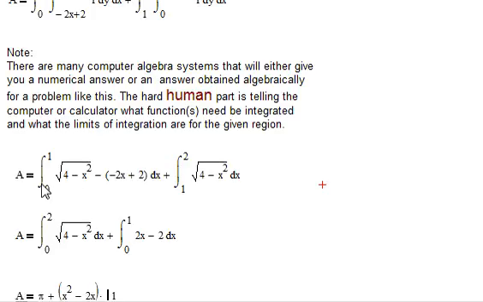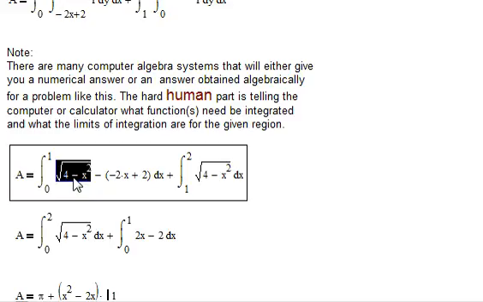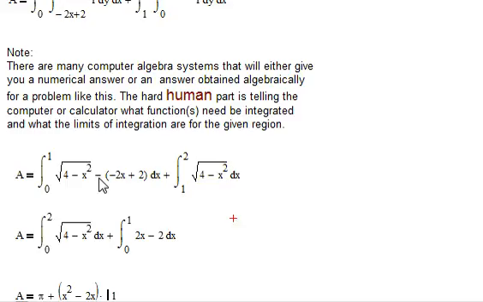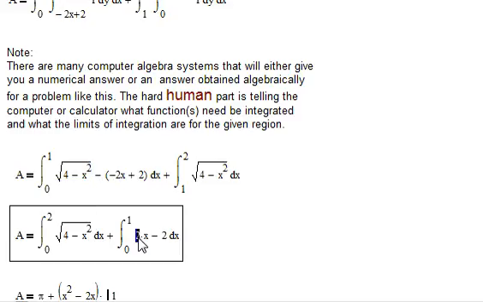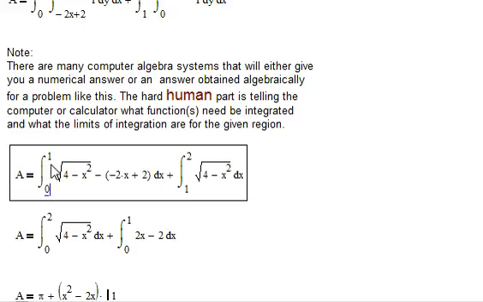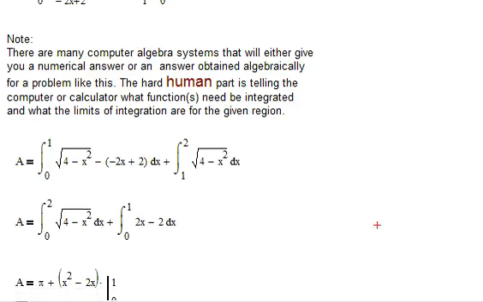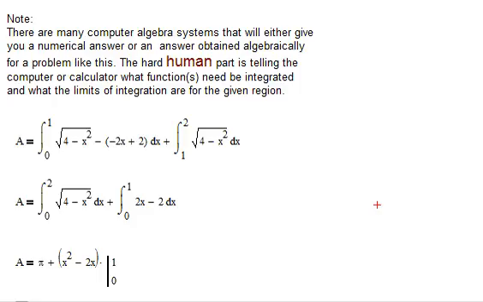Notice this part here plus this part here. This part says from 0 to 1, the semicircle. This says from 1 to 2, the semicircle. So we're really doing the semicircle from 0 to 2. And then plus, notice minus and negative, so plus 2x minus 2 between 0 and 1. So this is really our integral representing the area.